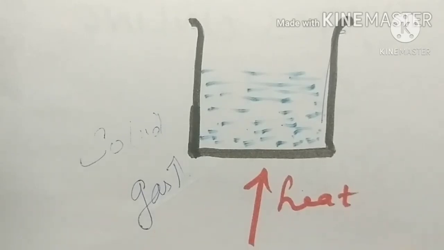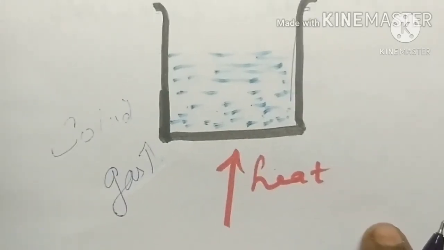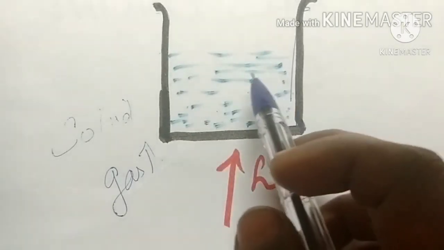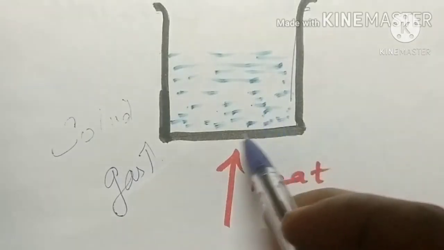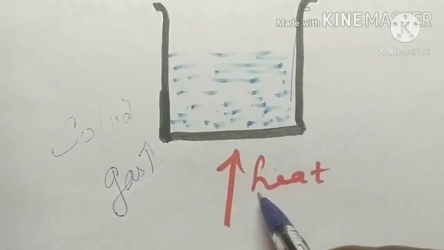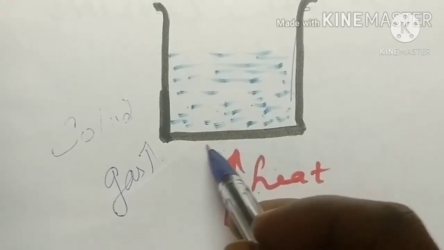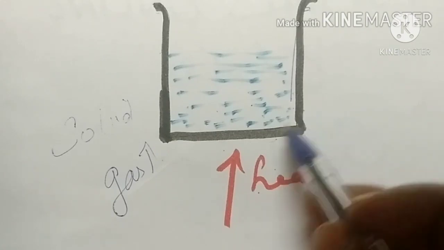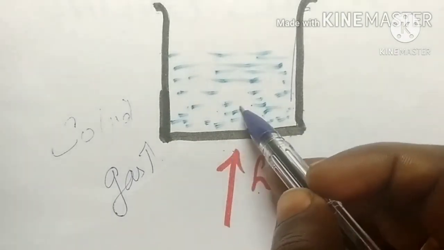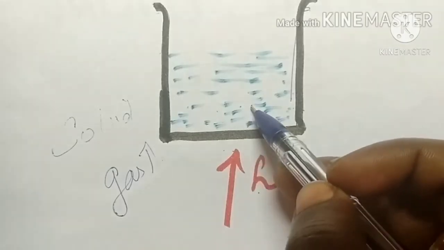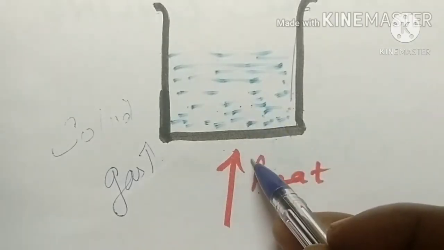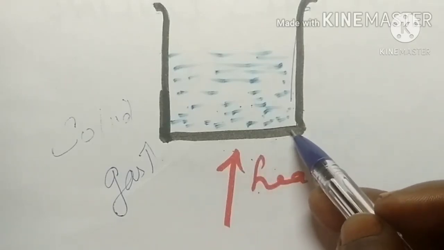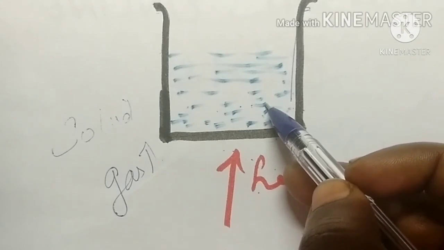When we heat a liquid, what happens? Initially the container gets the heat, so the container expands first. After that, part of the energy heats the liquid. When a liquid is heated, the thermal energy supplied is partly used in expanding the container and partly in expanding the liquid.